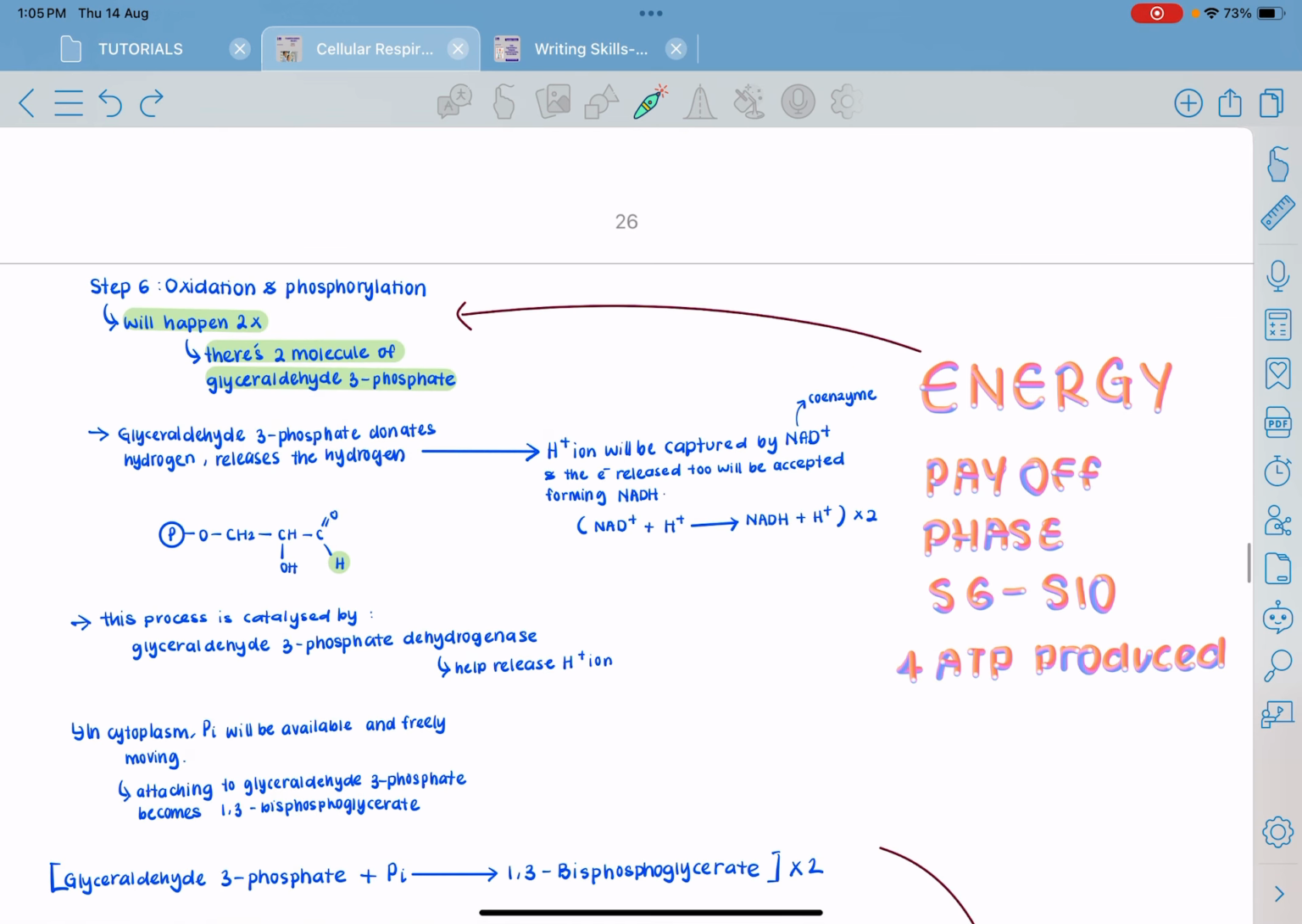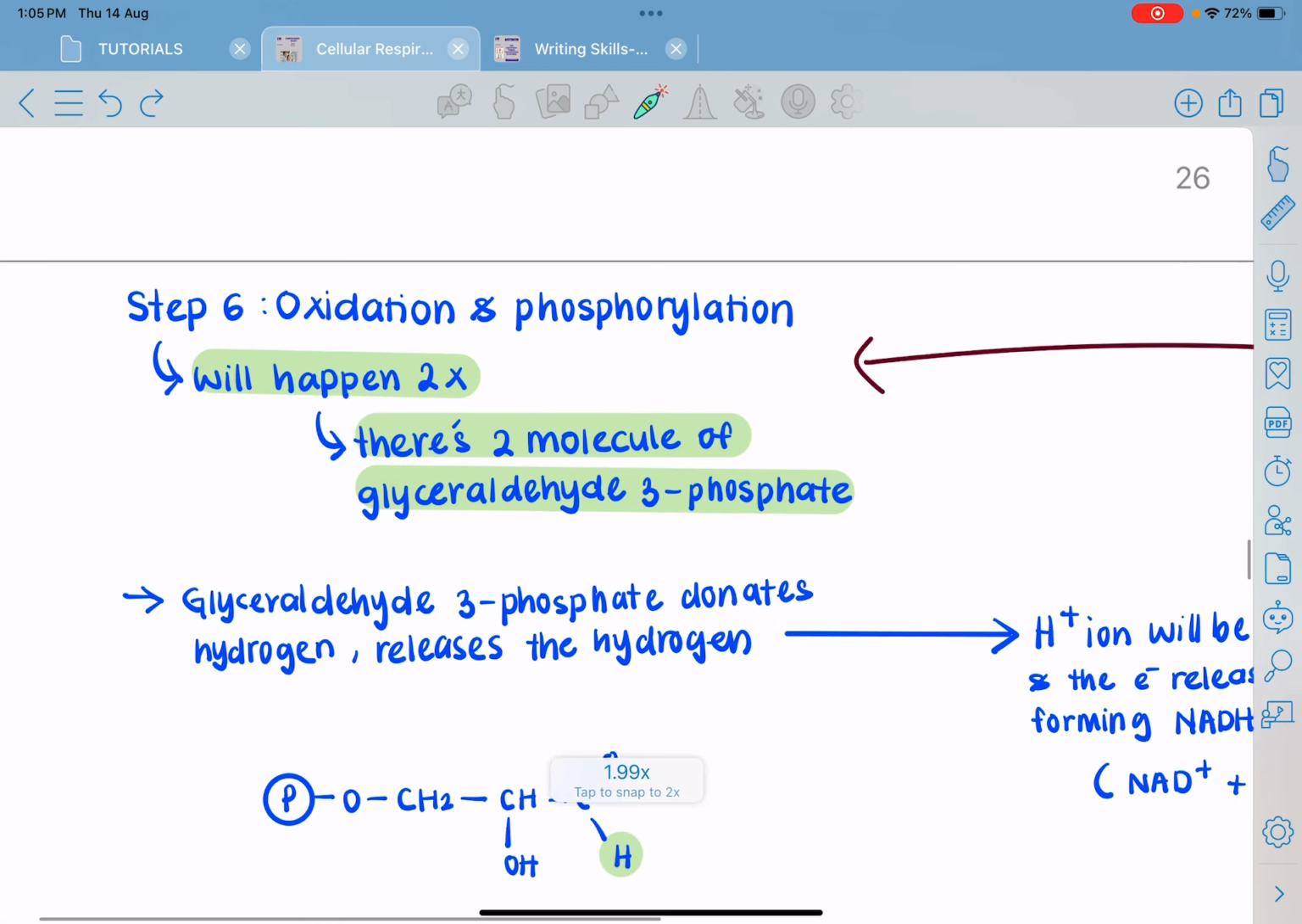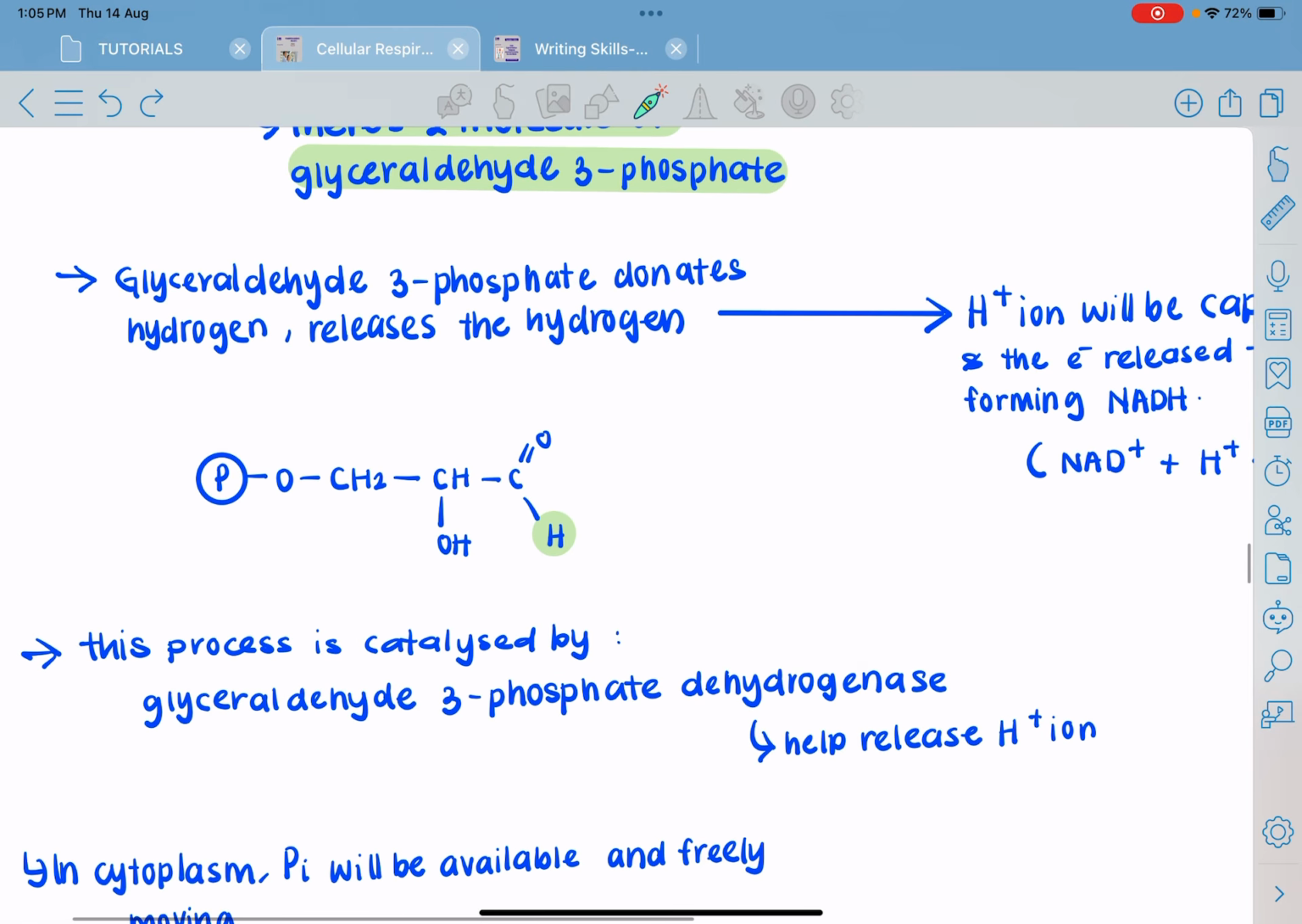Okay, this is phase 1. We go to phase 2, which is the energy payoff phase, from step 6 to step 10. The total ATP produced at the end of the day will be 4, if we exclude the ones that we deducted in the investment. Oxidation and phosphorylation will happen 2 times because there are 2 molecules of glyceraldehyde 3-phosphate.